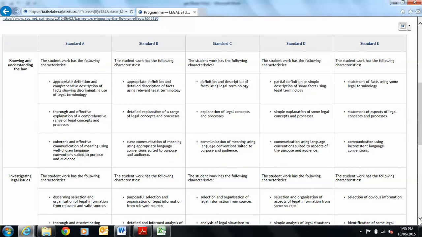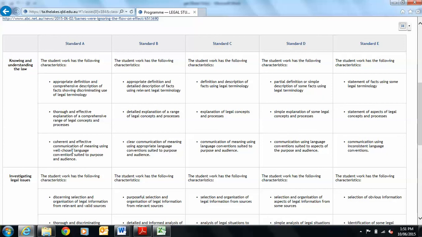All right. Hoping not too many of you are thinking of D's and E's. So what have we got for knowledge? What have we got to do? Definition and description of facts using legal terminology. Right, discriminating use of legal terminology. Explanation of a comprehensive range of legal concepts and processes. So some of the concepts and processes that I touched on in my answer might include things like the process for changing the constitution, the legal concept of marriage, well-chosen language to suit the audience.